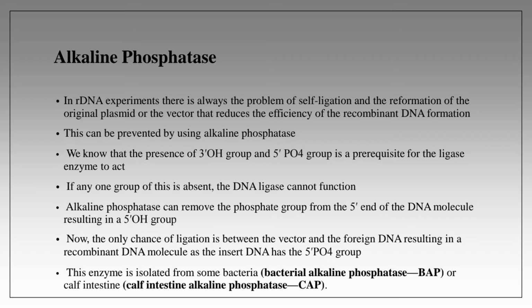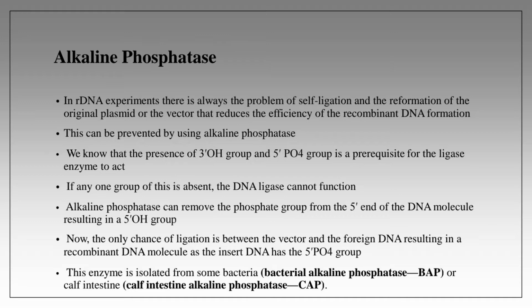Alkaline phosphatase. In recombinant DNA experiments, there is always the problem of self-ligation and the reformation of the original plasmid or the vector, which reduces the efficiency of recombinant DNA formation. This can be prevented by using alkaline phosphatase. We know that the presence of the 3' OH group and the 5' PO4 group is a prerequisite for the ligase enzyme to act. If either group is absent, the DNA ligase cannot function.